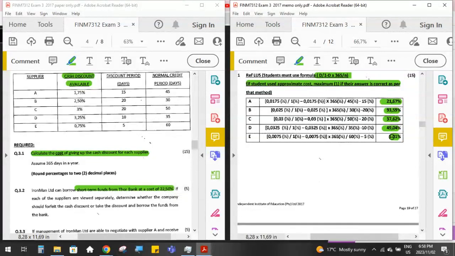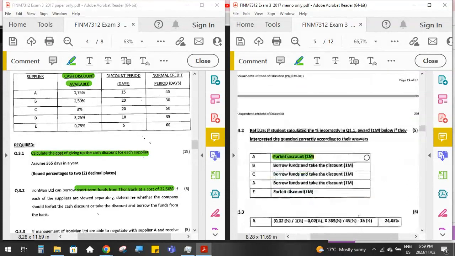But for my fifth supplier, I'm not going to take the discount, because if I don't take the discount, my cost of not taking the discount is going to be 5.1%, whereas if I take the discount, my cost is going to be 22.5%. So there again, I'm going to not take the discount.